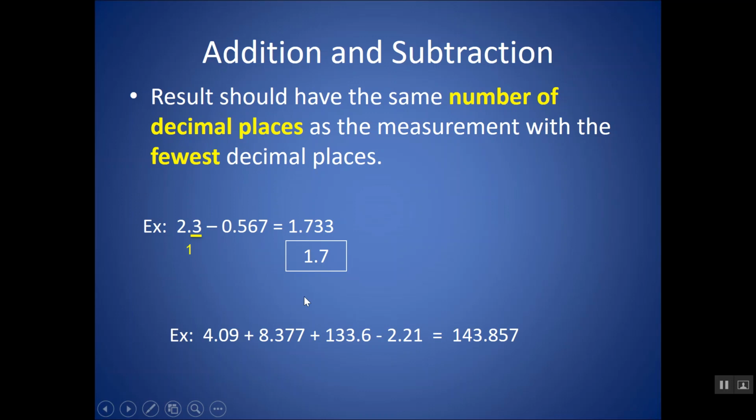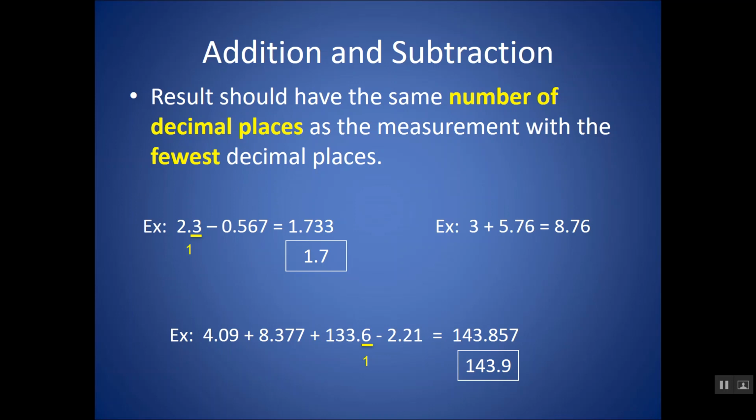Let's look at another one. This is a combination of addition and subtraction. If I plugged it in my calculator, this is what I would get. What should I round my answer to? Well, I should round it to just 1 place after the decimal because this number has the fewest. So this would be 143.9.